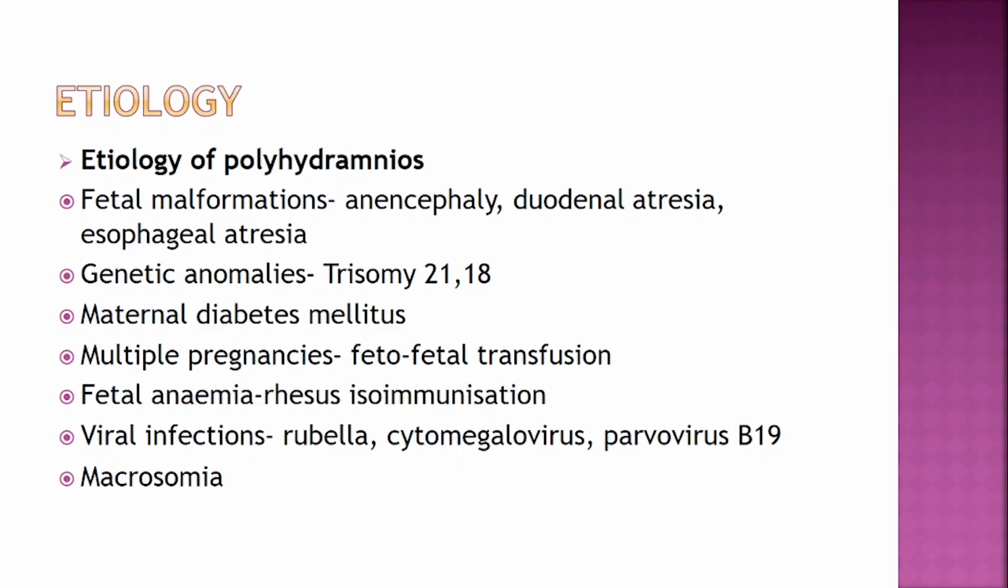Genetic anomalies, the trisomies like trisomy 21 and trisomy 18, have been found to lead to polyhydramnios. Also, maternal diabetes mellitus is associated with polyhydramnios. Multiple pregnancies, with twin-twin transfusion, where one twin will have polyhydramnios and the other twin will have oligohydramnios. Fetal anemia, rhesus immunization, is also associated with polyhydramnios. Also, viral infections, TORCH infections, like rubella, cytomegalovirus, parvovirus B19. Also, macrosomia is found to be associated with polyhydramnios.